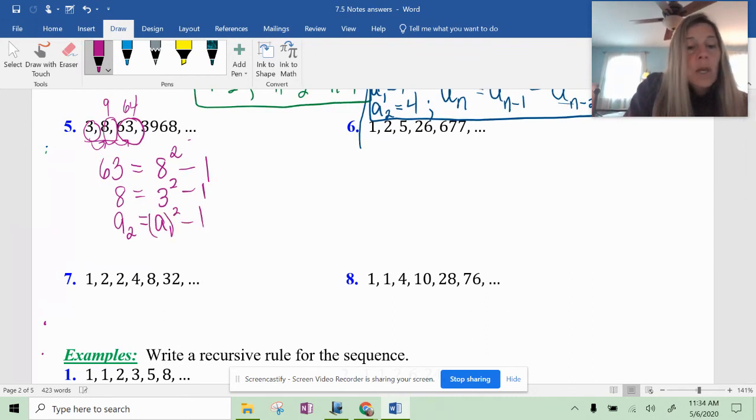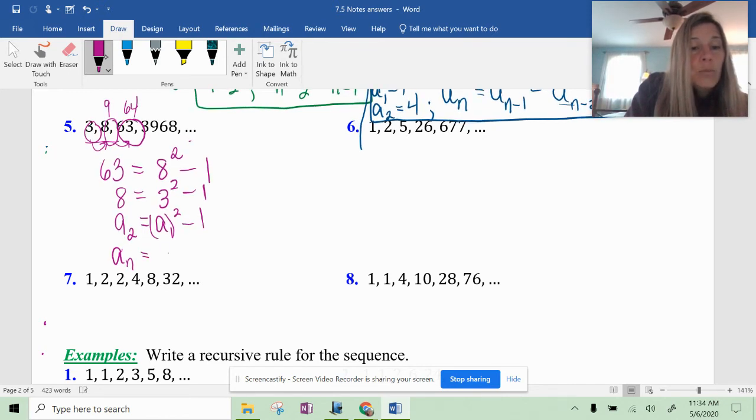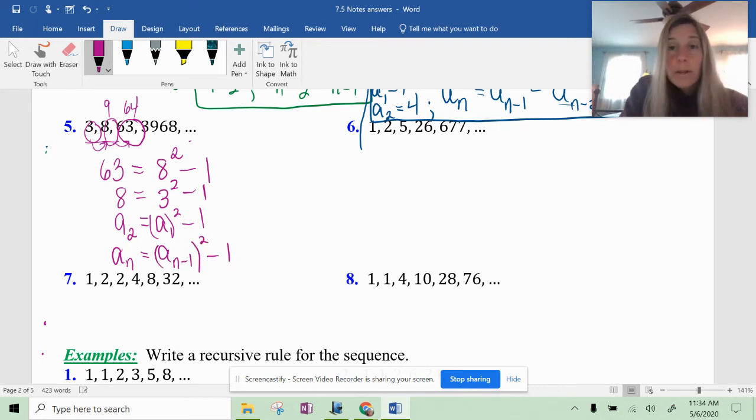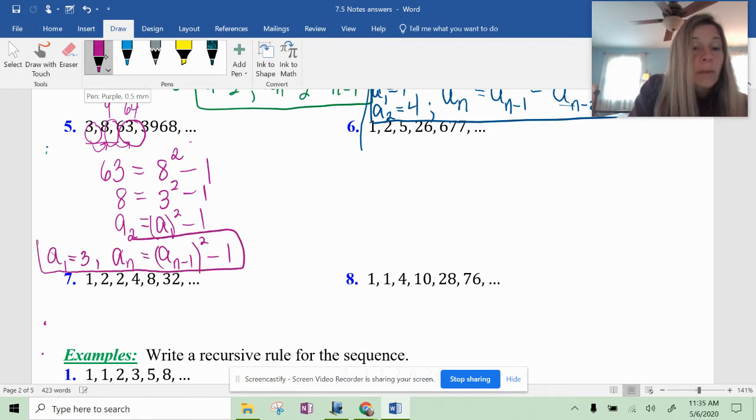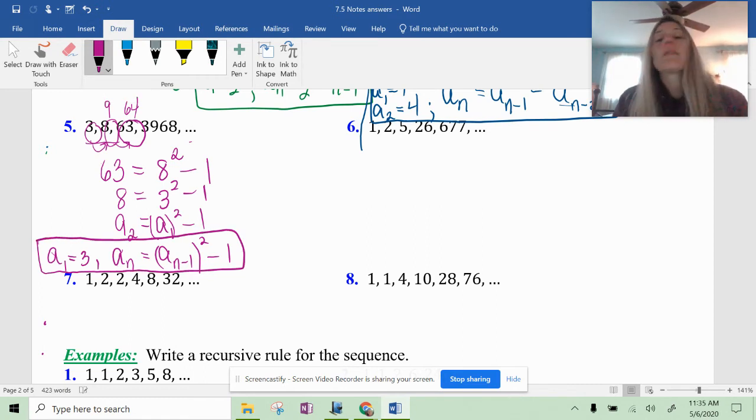So if I make this a sub n, then my a sub n is going to be a sub n minus 1, and that's getting squared, and then I'm subtracting 1. So that's my recursive rule. Because I have an n minus 1 in my recursive rule, I need to give my a sub 1, which is 3. So this would be my answer here. A sub 1 is 3, so that's the starting point, and then a sub n equals a sub n minus 1 squared minus 1. So you're taking the preceding term, squaring it, and subtracting 1 to get the next term.